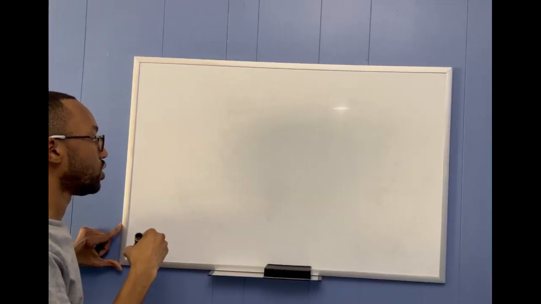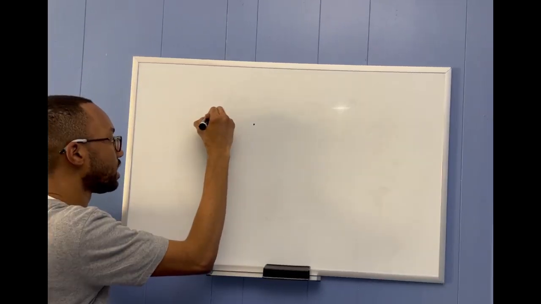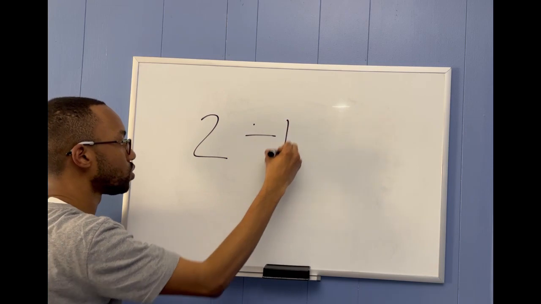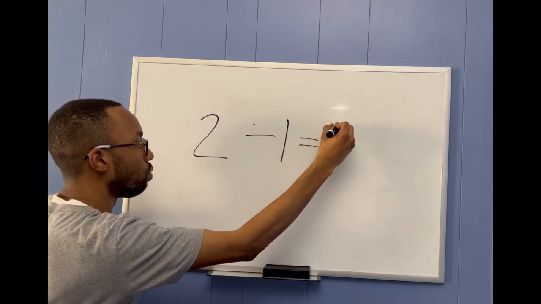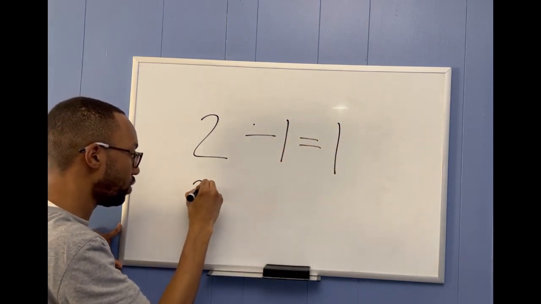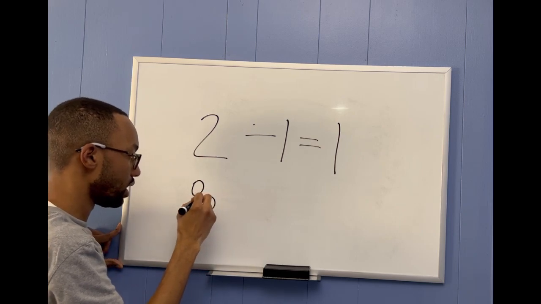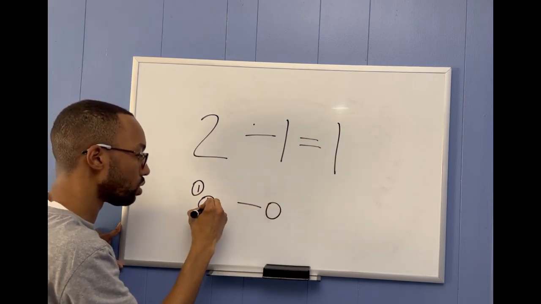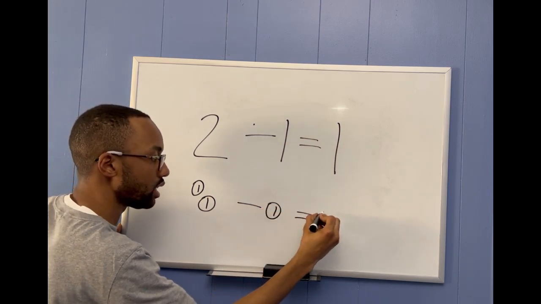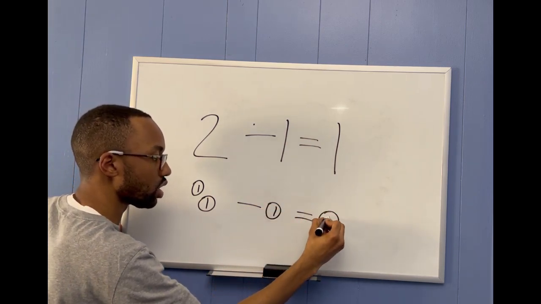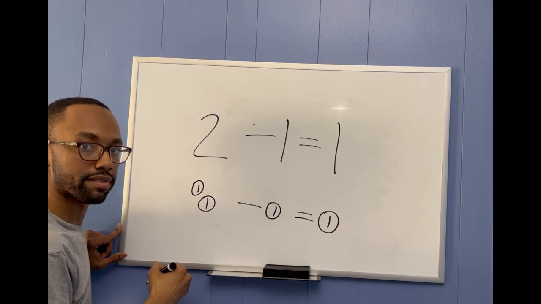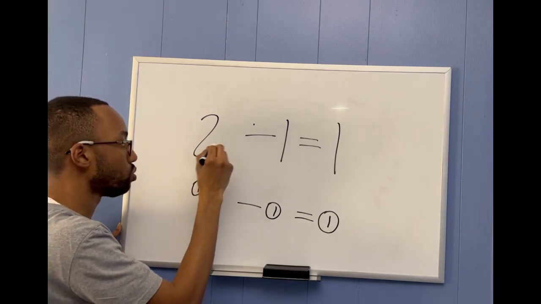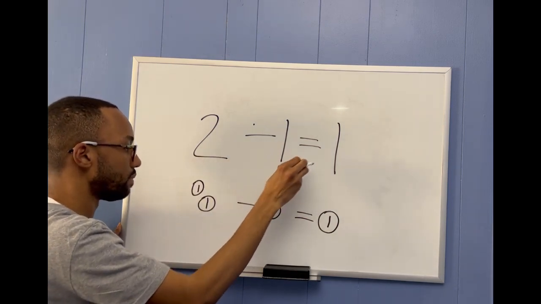Now let's go on to subtraction. Let's say I have 2 minus 1 equals 1. If you have two marbles and you give your friend one marble, then that means you have one marble left. Therefore, 2 minus 1 is 1.